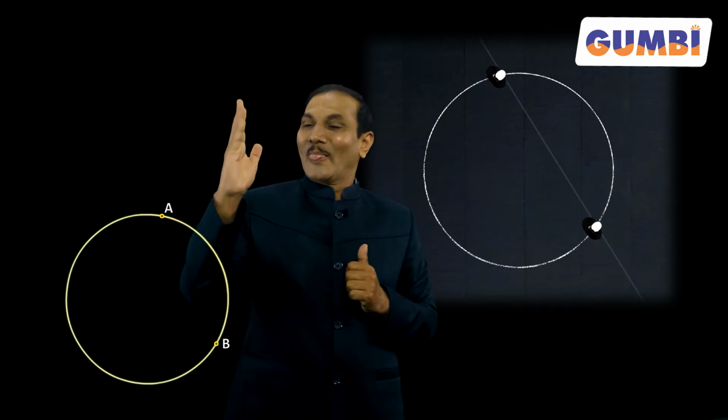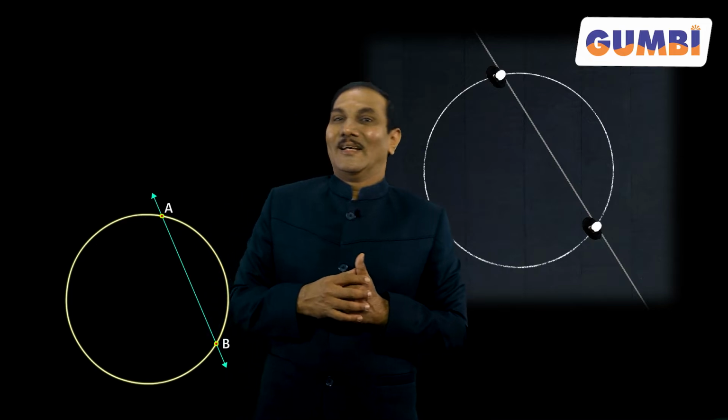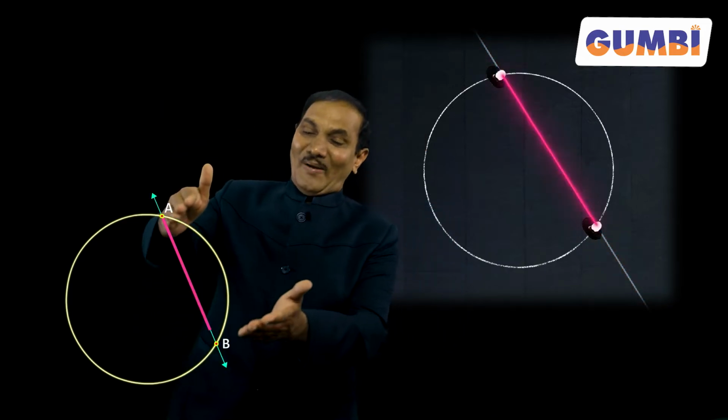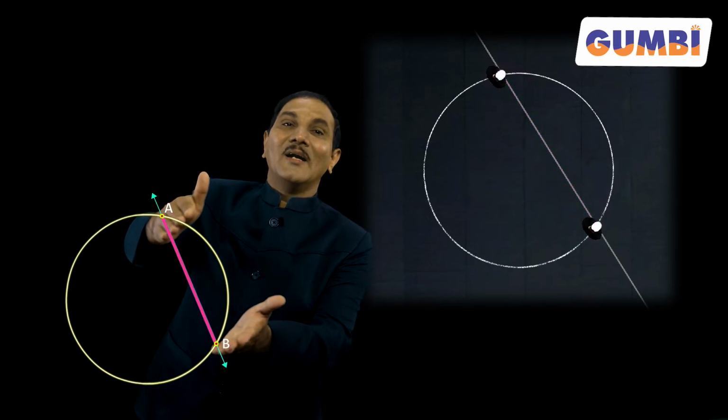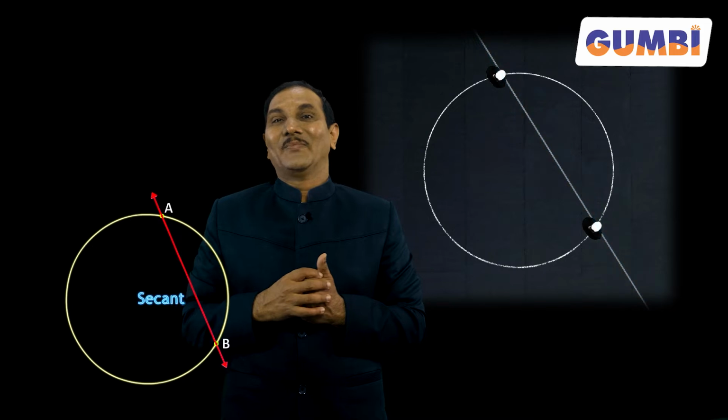Hey, look here. The two kids are standing on the circle at two different positions. They are the points A and B as shown in the figure. The stick represents a line in the picture and AB represents the line segment called the chord. But the entire line is called a secant.